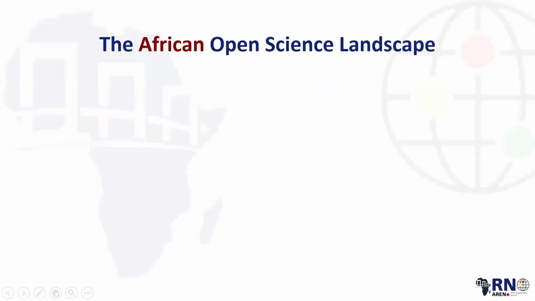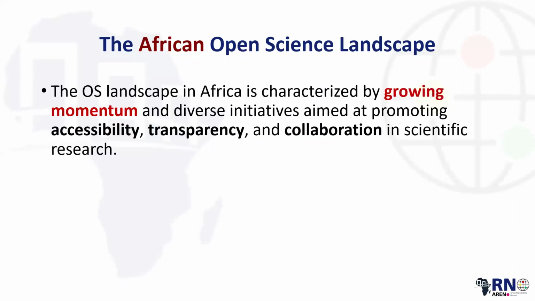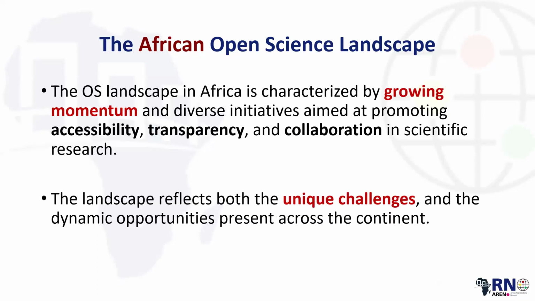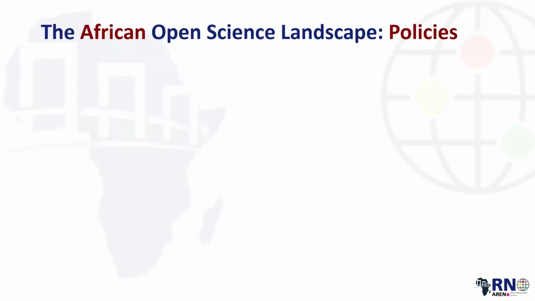So now we are going to look at the African open science landscape. A lot has been going on in Africa, and a lot of initiatives have been established that are also helping promote accessibility, transparency, and collaboration in scientific research. Although there are unique challenges, there are also dynamic opportunities. The idea is to bring together all voices to explore how we can solve these unique challenges.